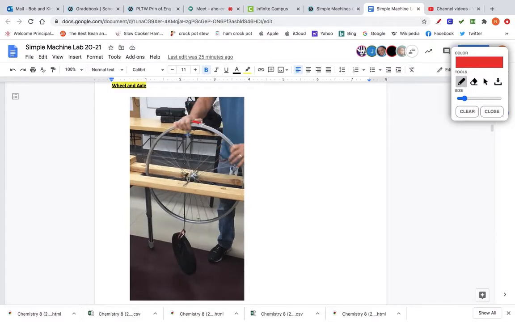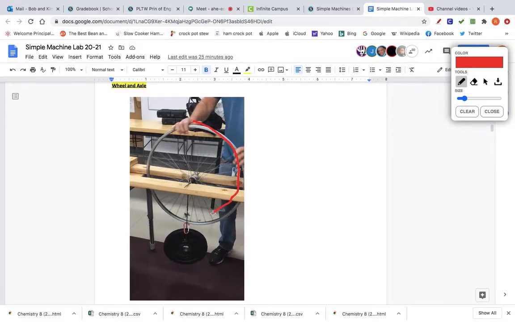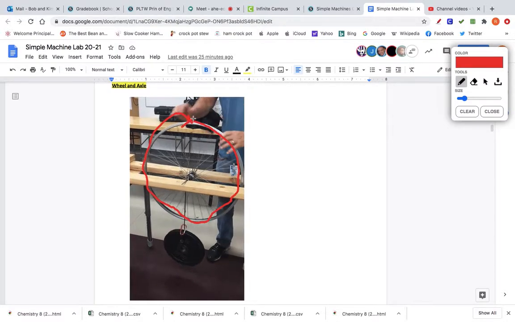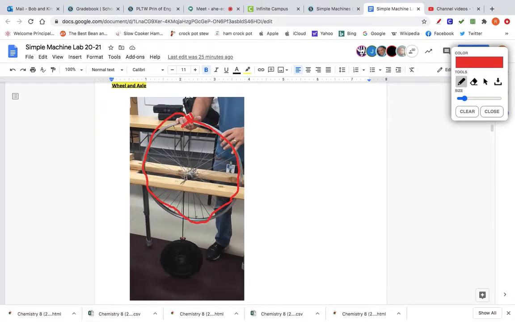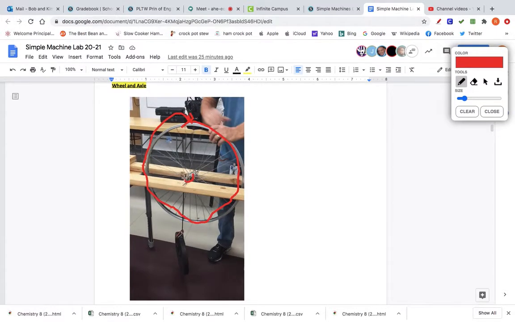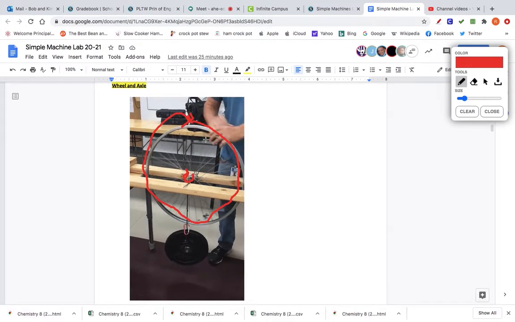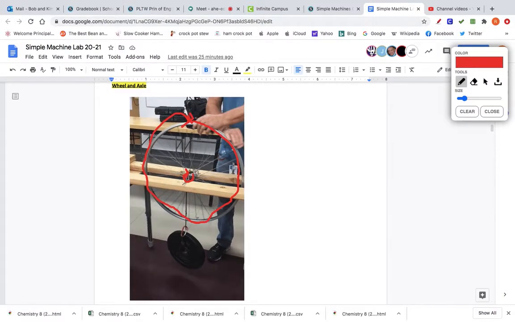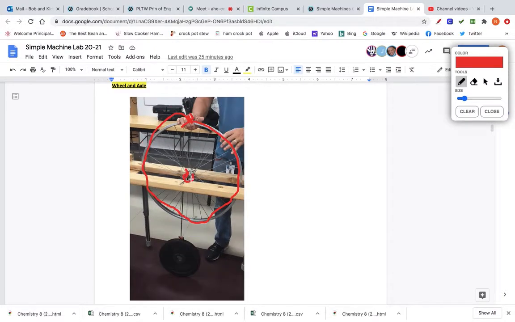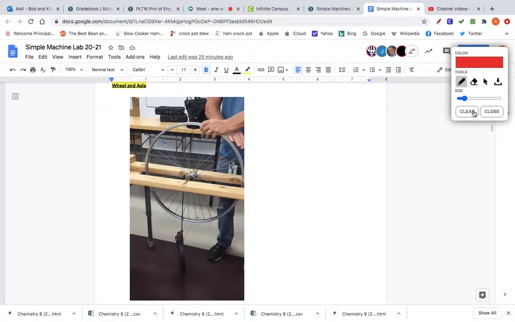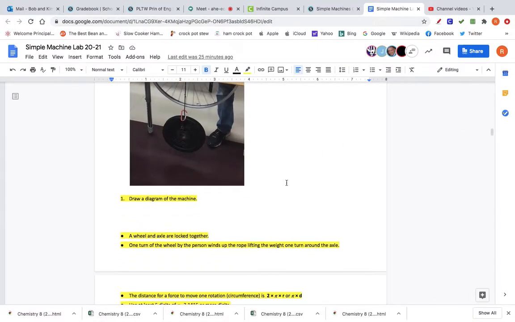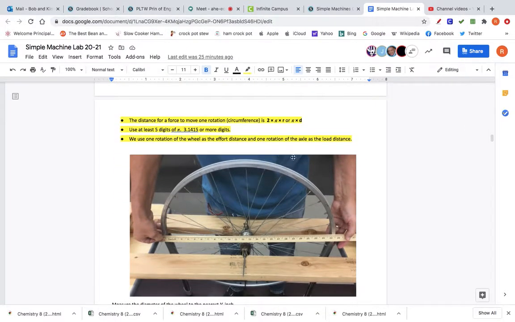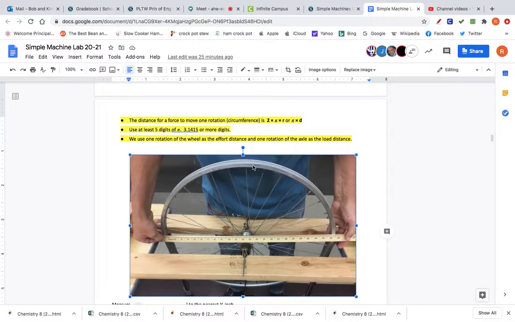What you need to know about this is, for every one turn of the wheel, sorry this is a little bit choppy, but I'm trying to do this with my cursor, the axle also turns one turn. So we're comparing the distance that the wheel turns, the effort, to the distance that the load turns around the axle. As we go through these, you need to draw that diagram, and the distance that the wheel turns is the circumference of the wheel.